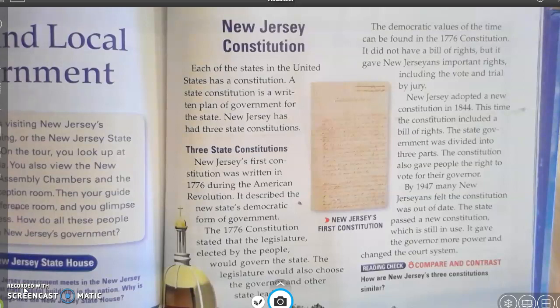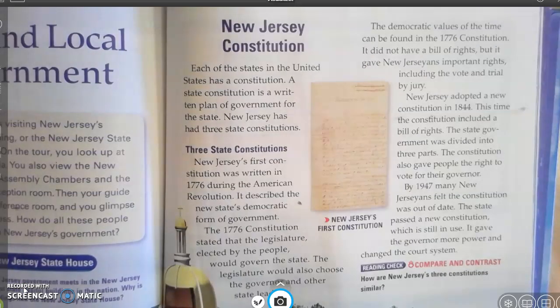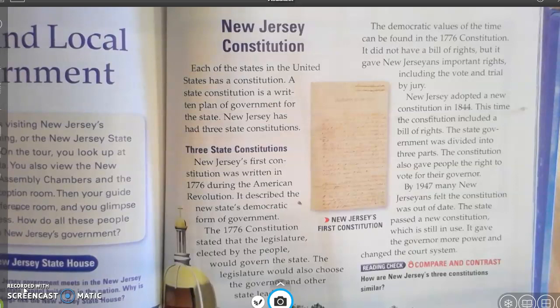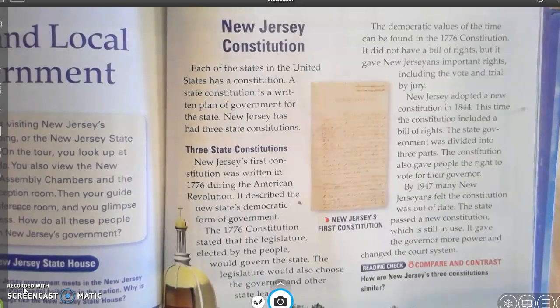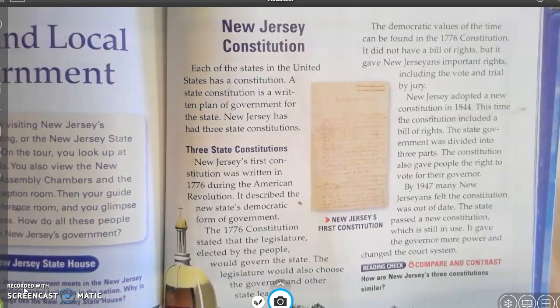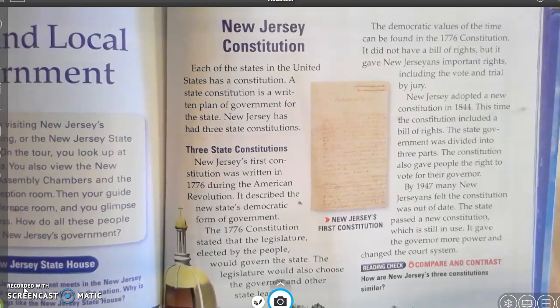New Jersey Constitution. Each of the states in the United States has a constitution. A state constitution is a written plan for government for the state. New Jersey has had 3 state constitutions. Now, I think that's something interesting because we always think about the United States Constitution without maybe realizing that each state also has their own constitution. 3 state constitutions. This next section is going to go in sequence order. So I just want you to pay attention to those dates and let's see how long these constitutions have lasted.